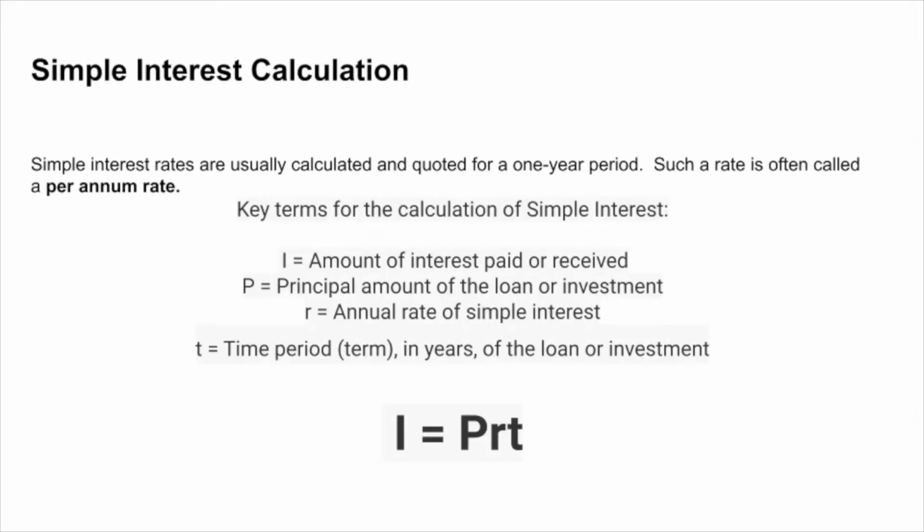So first, let's take a look at simple interest. Simple interest is really calculated and quoted in 1 year increments. So we'll always see interest expressed as a yearly percentage, okay? So what we need to be able to do is to figure out how much interest would accumulate on a particular loan or whatever.